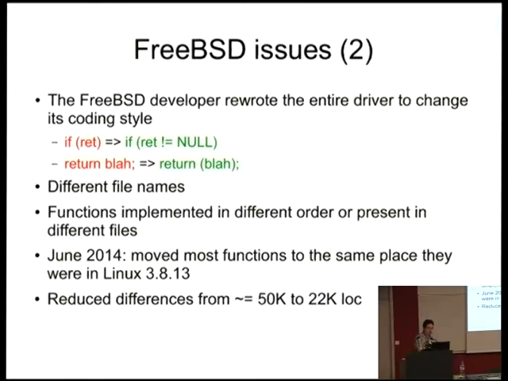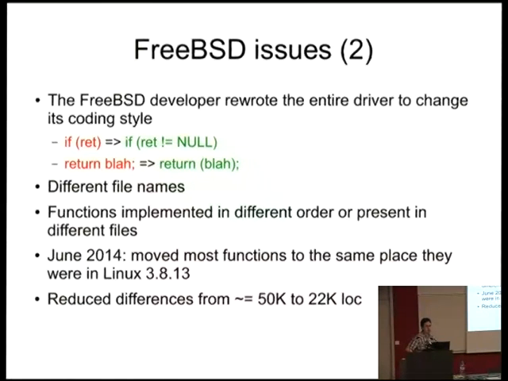The FreeBSD developer also decided to rewrite the entire i915 driver to change its coding style. Apparently, he didn't like the Linux coding style, so we had something like "if (ret)" changed to "if (ret != NULL)" for pointers, or return statements where he added parentheses everywhere, white space differences, whatever. Well, it was a big mess. It was simply impossible to upgrade to more recent Linux versions. The code was too different.